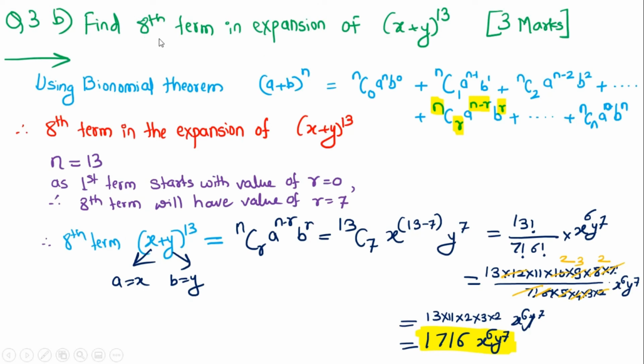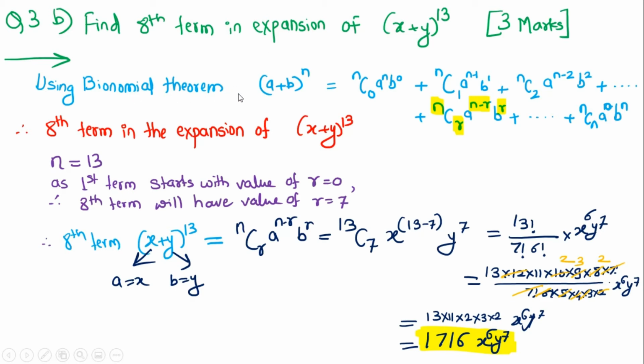Next question is that you have to find the 8th term in the expansion of x plus y to the power 13. Now for calculating any term of an expansion, we always go for selection of the coefficient of your binomial terms. So first of all, we will understand what the binomial theorem is.